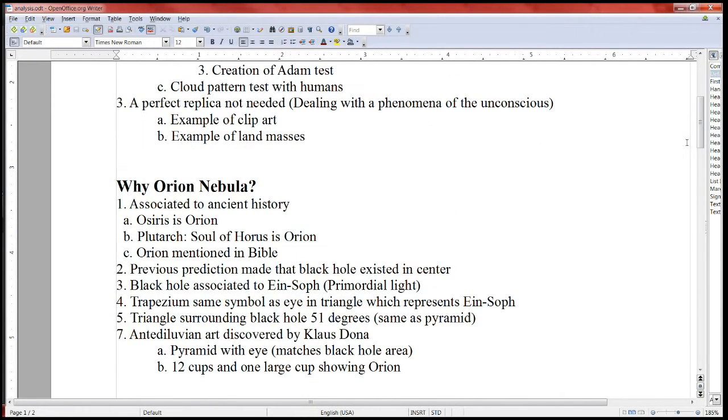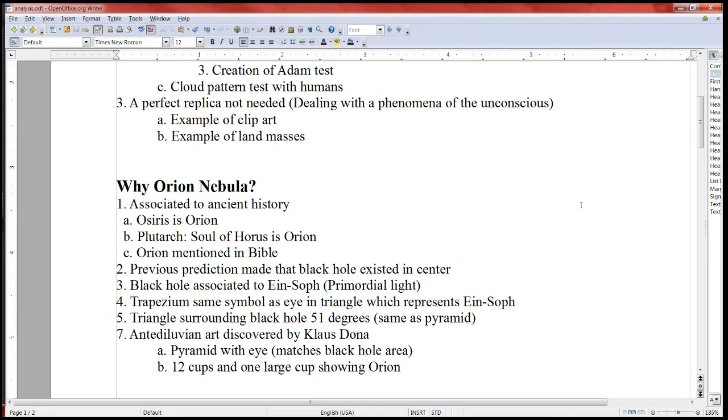Why not any other nebula in the sky? Why not the Eagle Nebula? Why not the Crab Nebula? Well, there's reasons why the Orion Nebula is important here. Number one, we have to understand that we are looking at these images that have been painted in cathedrals. So therefore, the consciousness of the people that have painted these images has something to do with a spiritual context. That's what was in their head when they painted these images.